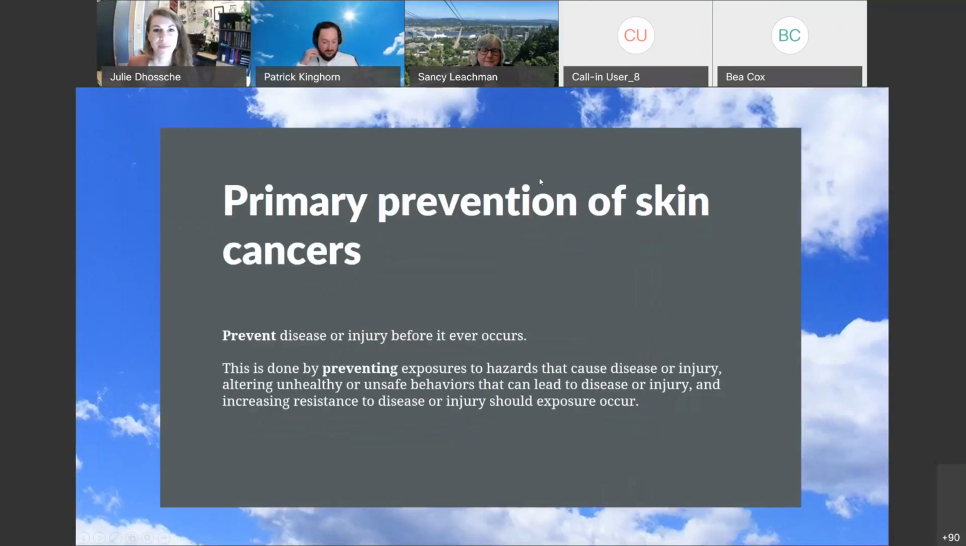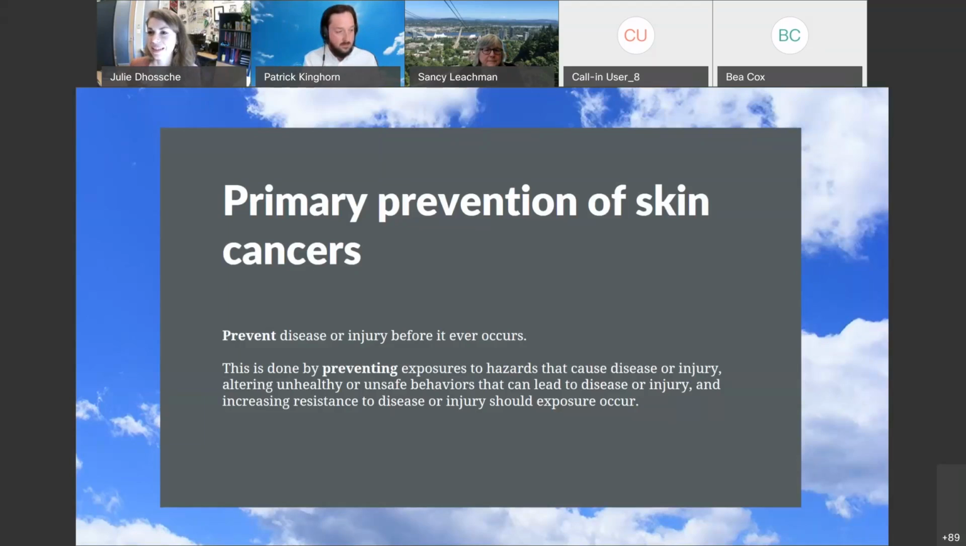Okay, great. But yeah, I'm Julie Dhossche. I'm one of the pediatric dermatologists at OHSU, and I'm thankful to Sancy for letting me come talk to you guys about primary prevention of skin cancer. So what we're looking at is trying to prevent disease or injury before it ever occurs. This is done by preventing exposures to hazards that cause disease or injury, altering unhealthy or unsafe behaviors that lead to that disease or injury, and increasing resistance should the exposure occur.